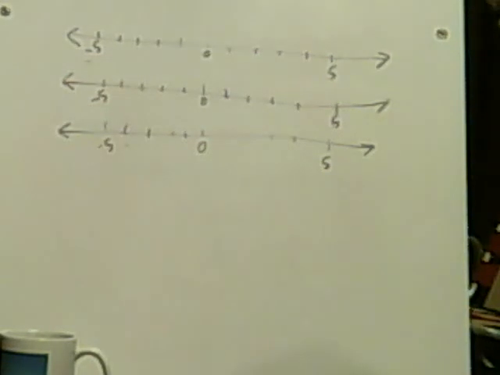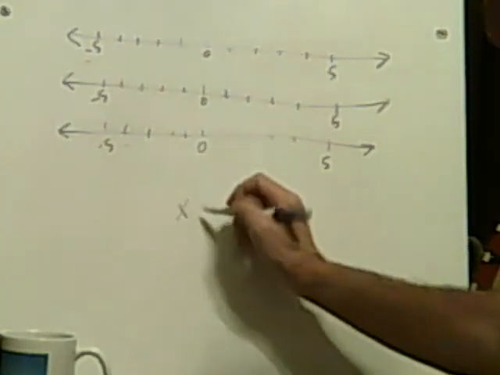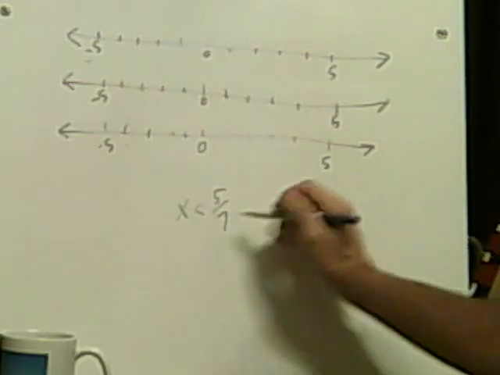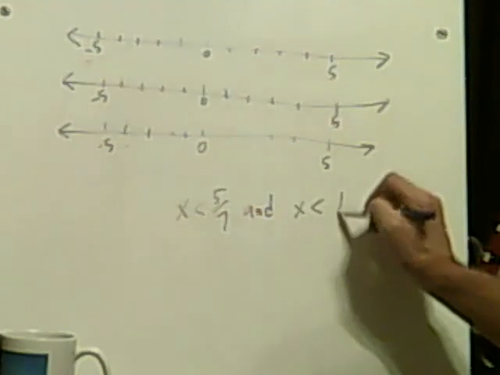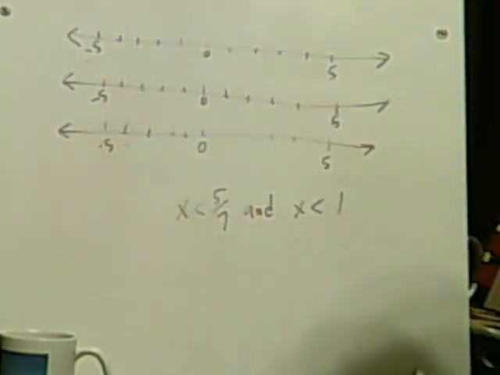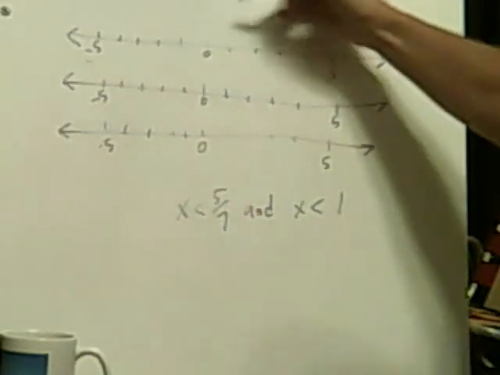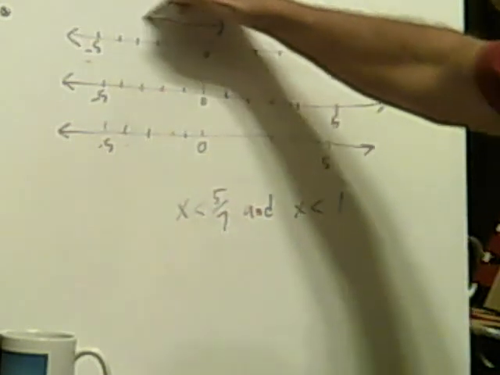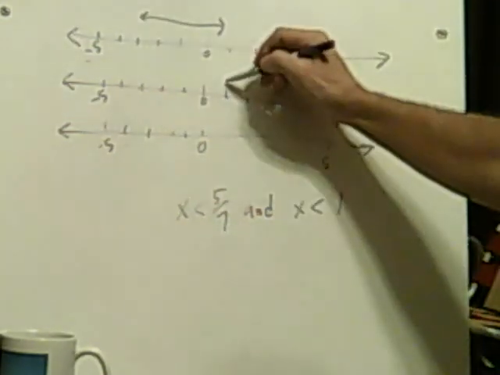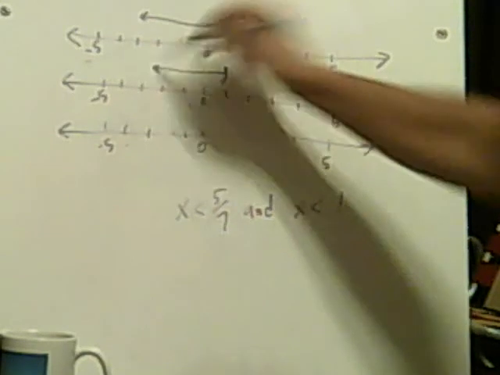Okay, that brings us to 46. Solve each compound inequality and write the solutions in interval notation. So we have x less than 5/7 and x less than 1. Well, let's just have a look at that. 5/7 is a number which is between 0 and 1, so I'm just going to approximate it as a number in between, and x is less than that. And the second one says x is less than 1. Okay? And it says and.